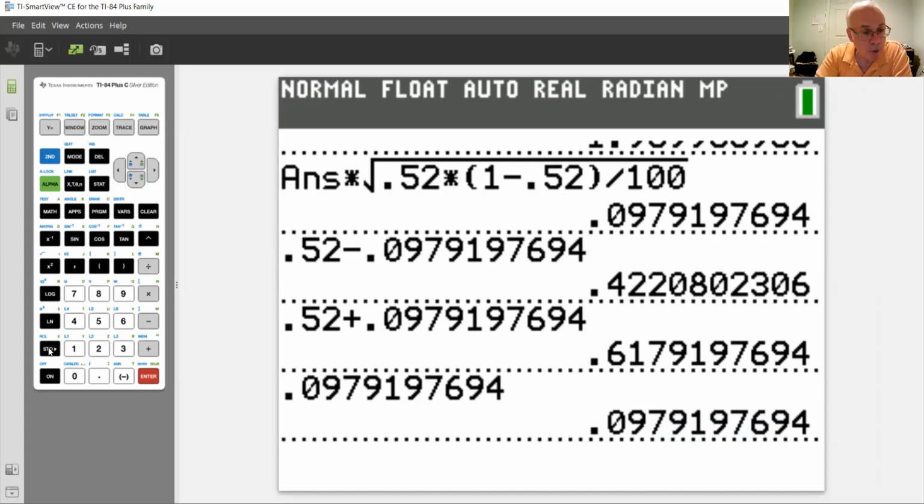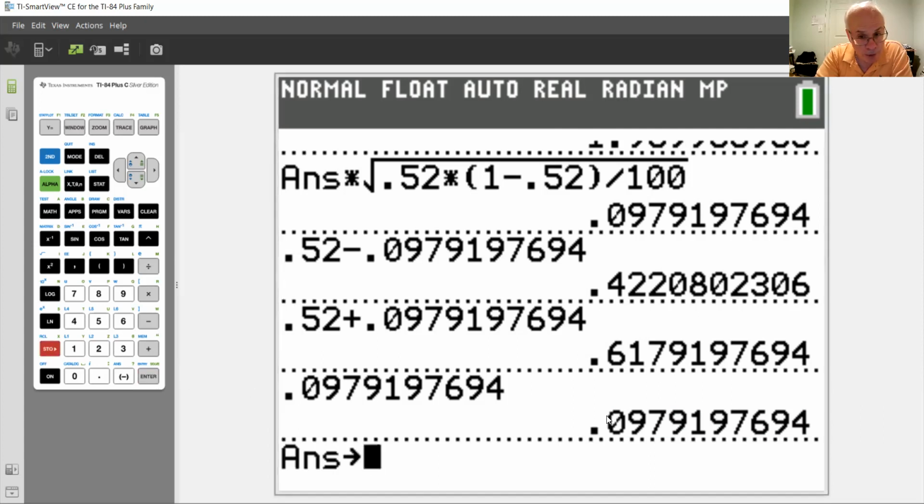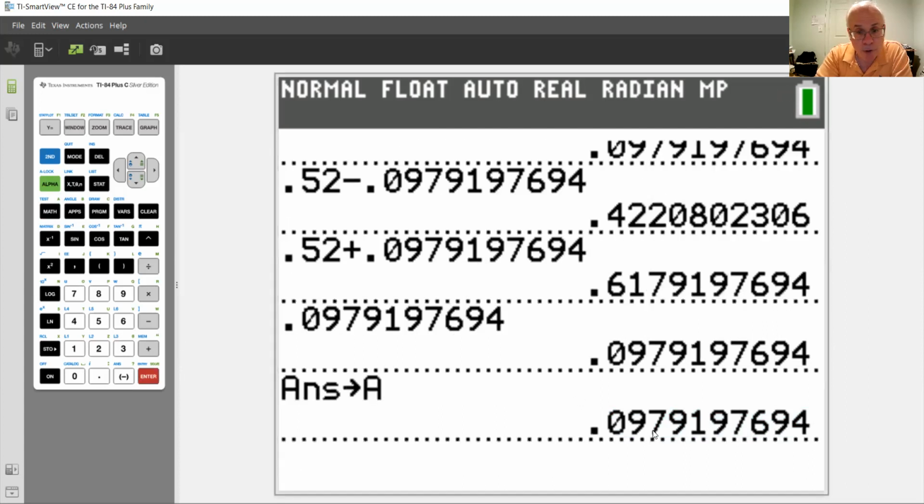There is a button on your calculator called STO. It's right here, and you can store that number. I'm going to hit this button here. And notice what it does. It's the last number that's in memory after you hit enter. That's the number that's going to be stored. Then I'm going to hit the alpha button, and store it in A. Notice A is just above the math button here. There's A. I'm going to store it in A and then hit enter. And now this 0.0979 is stored in A.